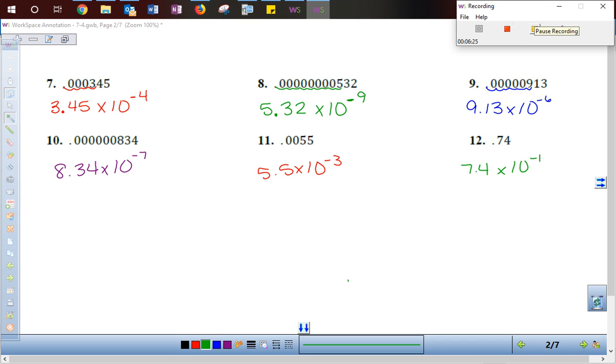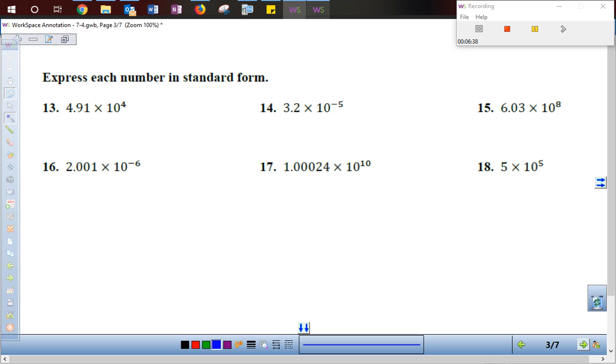So on number 10, hopefully you got 8.34 times 10 to the negative 7th. On number 11, we have 5.5 times 10 to the negative 3rd. And on number 12, I have 7.4 times 10 to the negative 1st.